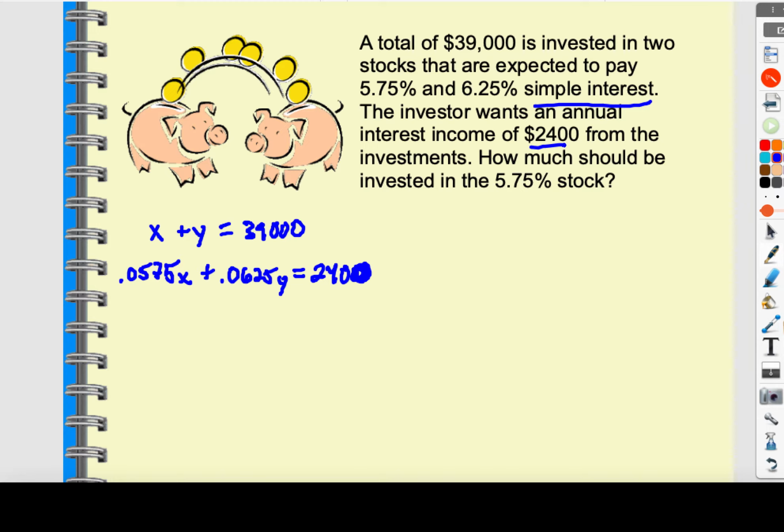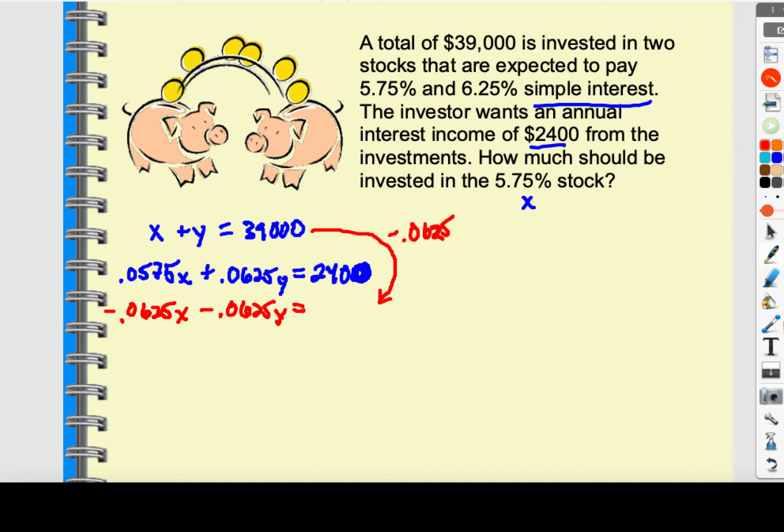How much should be invested in the 5.75 stock? So realize I want to find X on here. Well, this is a great time. If we want to find X, we'd like to get rid of Y. So what I'm going to do is multiply that top equation by a negative 0.0625. Now I know that seems like a really weird number, but that's going to give me exactly what I'm looking for to get rid of that Y value, right? To get rid of that Y variable. And now I just need to multiply.